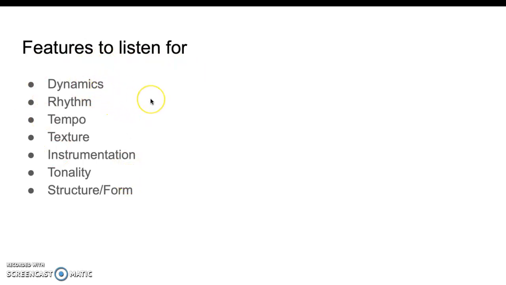So dynamics, which is the musical term for volume. Rhythm, which is the pattern of the notes, how the notes are organized. It's in your crotchets and quavers and so on. Tempo, which is the speed. It's very easy to mix these two up, so be careful.